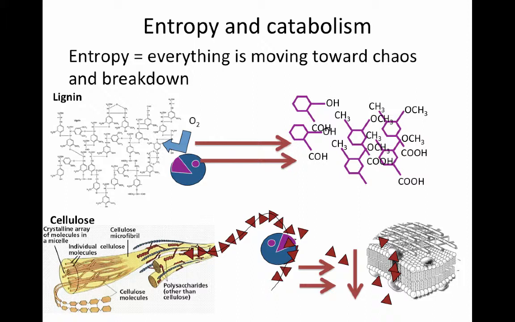Here I'm just showing these as little Pac-Man figures, and they make these processes go much, much more quickly, thousands of times, millions of times more quickly, so that we can get enough of this breakdown to use as nutrients and for life to persist.